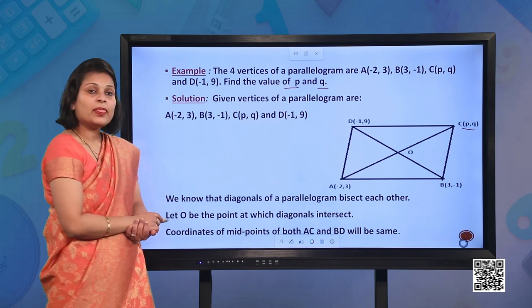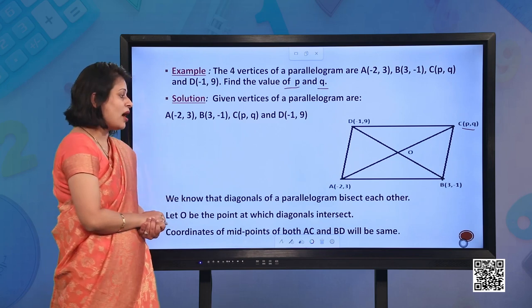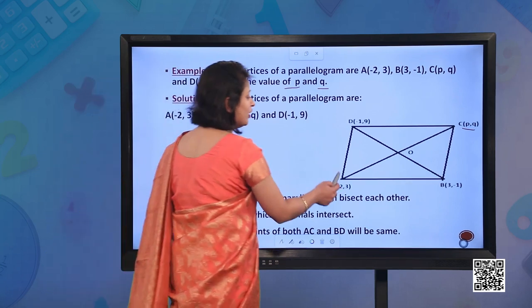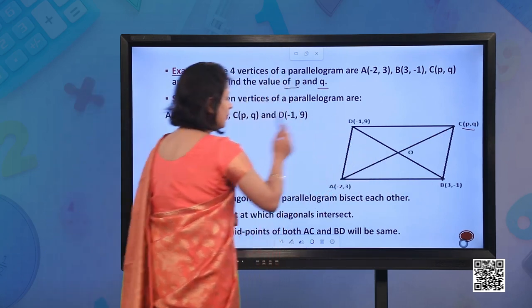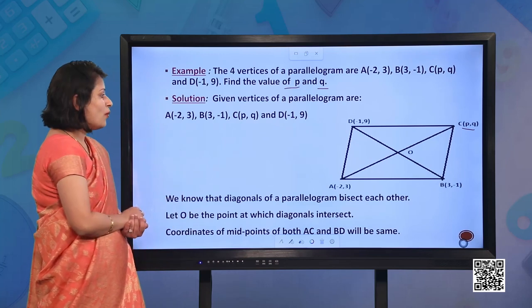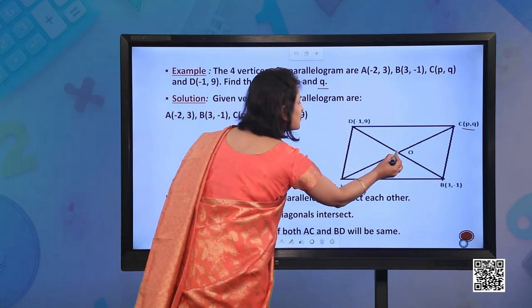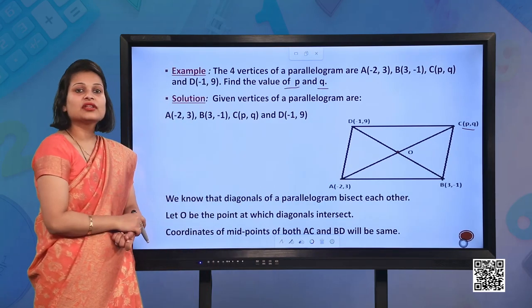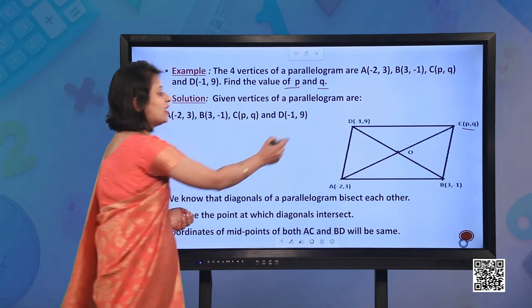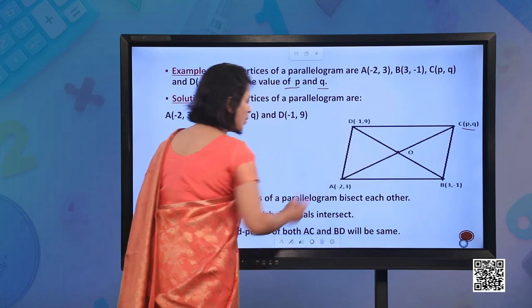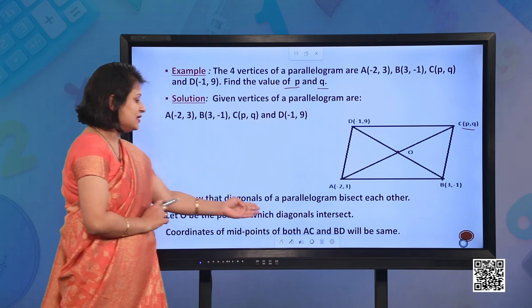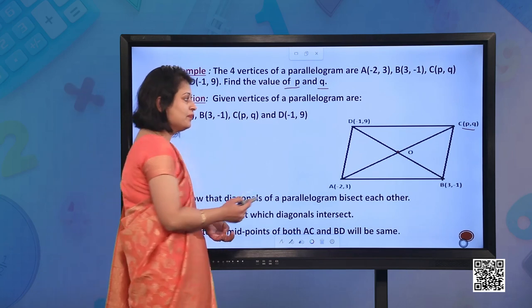Now, as you know, the diagonals of a parallelogram bisect each other. So, what are the diagonals over here? AC and BD. So, let O be the point, this point. This is O. So O be the point at which the diagonals intersect. Both the diagonals are intersecting at point O. So the coordinates of midpoint of AC and BD will be same.